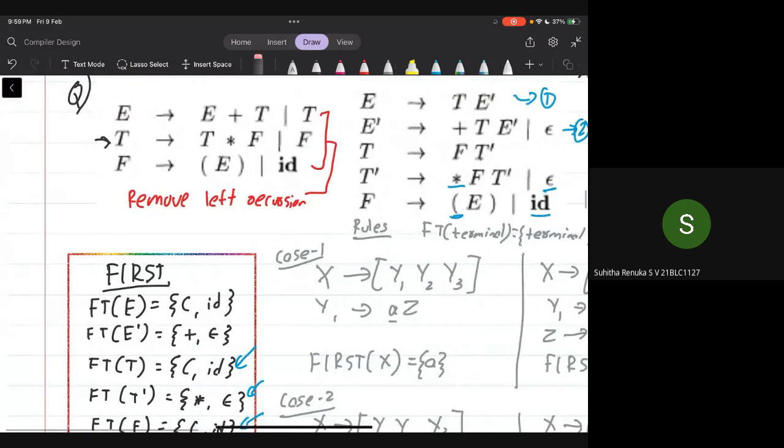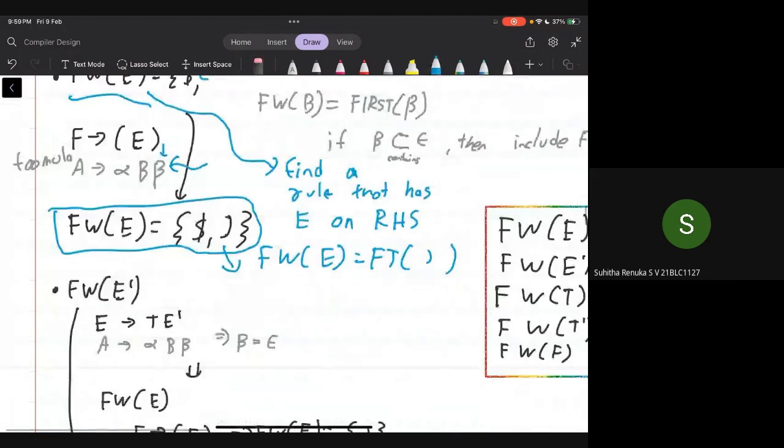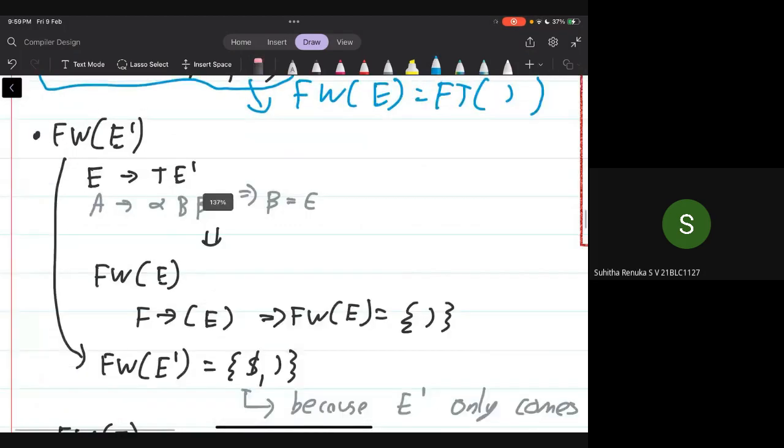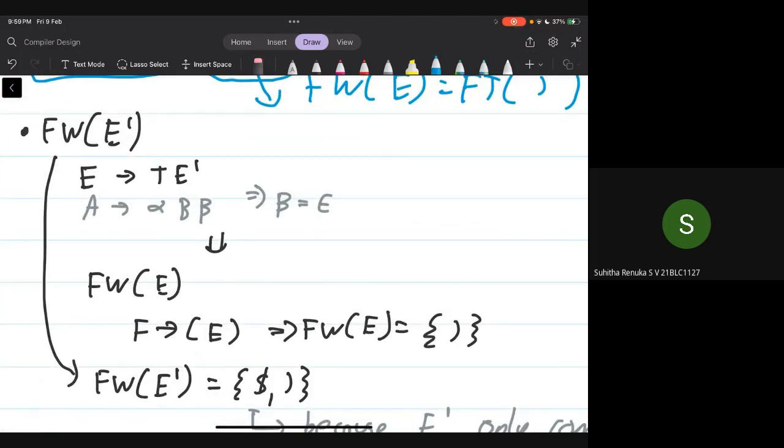So go to the first rule now and apply the formula, which is A goes to alpha, B, beta. B will be your E dash, the one you're finding the follow for. Since there is nothing after B, beta is equal to epsilon. B will always be the one you're finding the follow for, which is E dash.